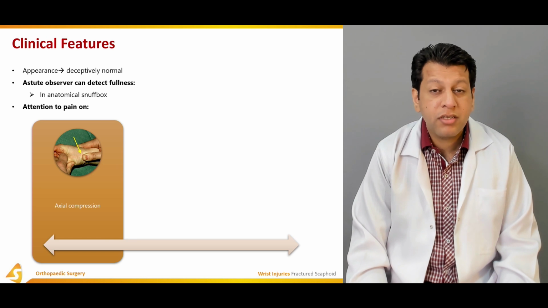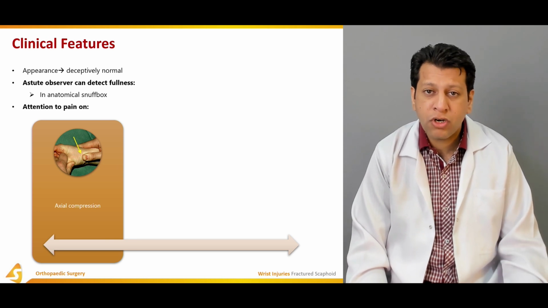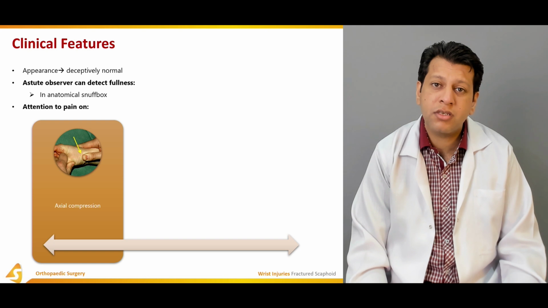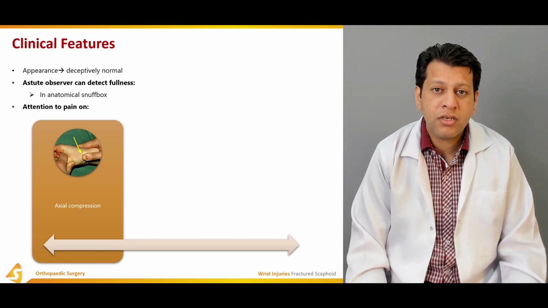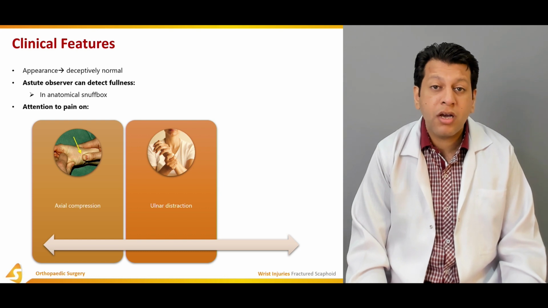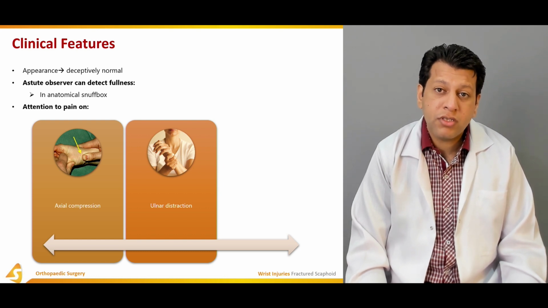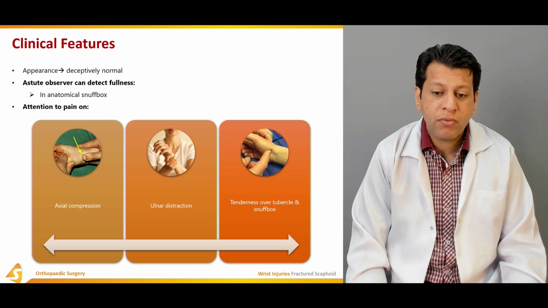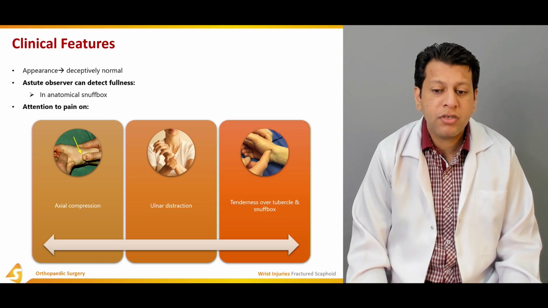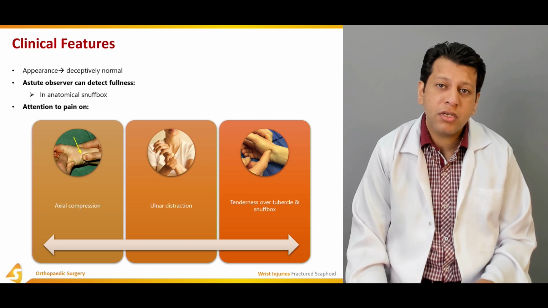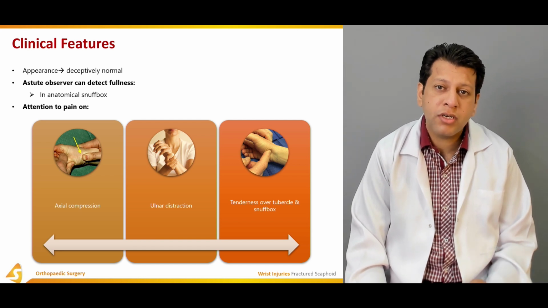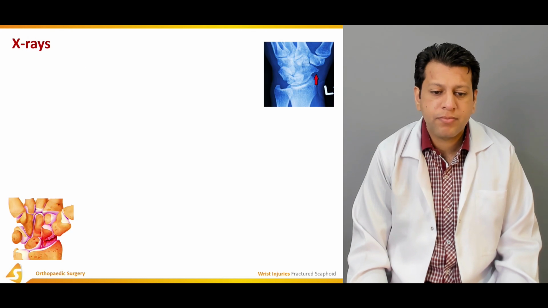Usually the common clinical tests are, first, anatomical snuff box tenderness, then the Watson test, in which we push and give an axial compression. Another is ulnar distraction, in which there is tenderness over the anatomical snuff box, and there will be simple tenderness over the tubercle and the snuff box. When we palpate the distal tubercle, if there is a fracture, that will result in tenderness over the scaphoid.